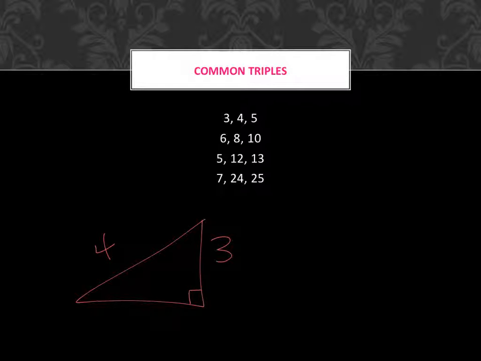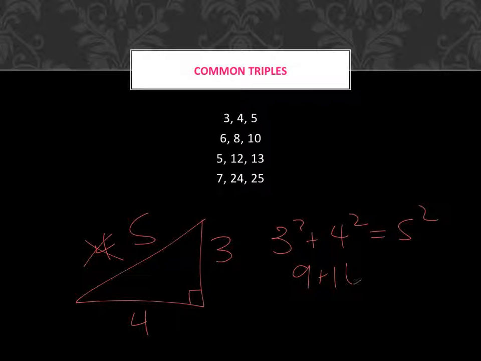If this 4 was here, now I can automatically assume that it's 5. And if I plug it in, 3 squared plus 4 squared would equal 5 squared. The other one was false? Correct. So these are just kind of shortcuts that will save you some time.